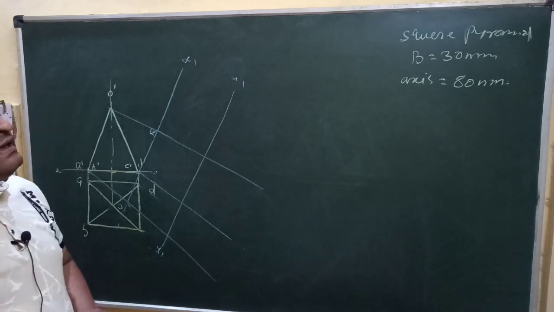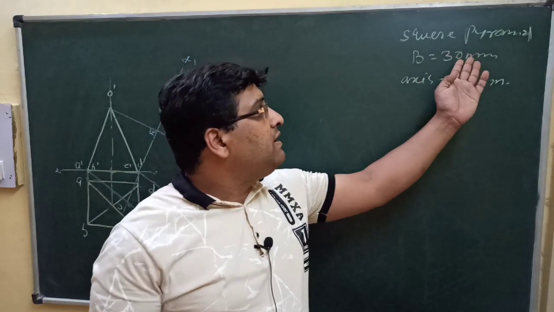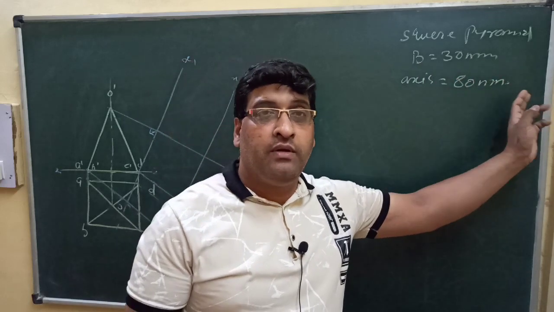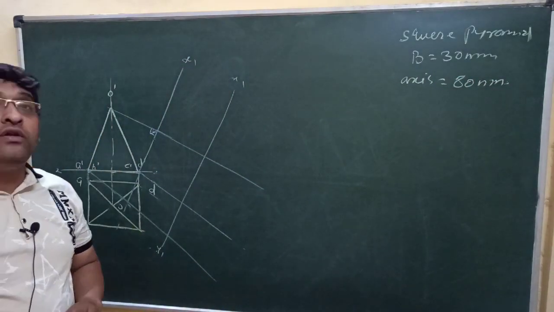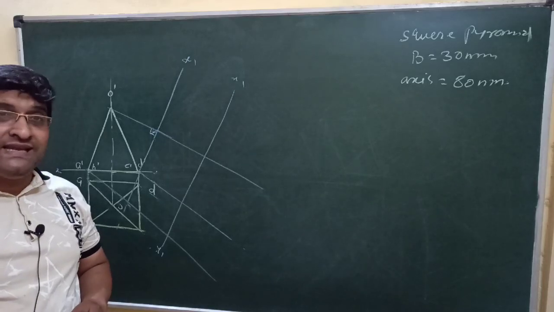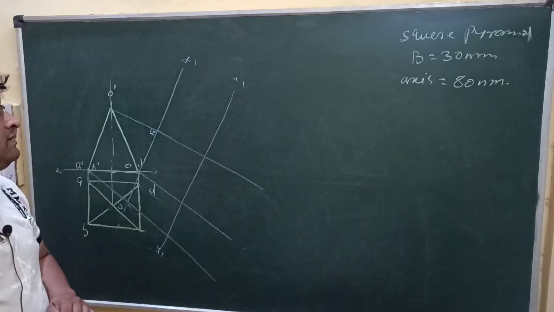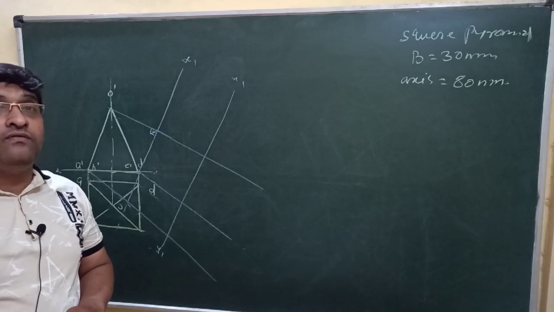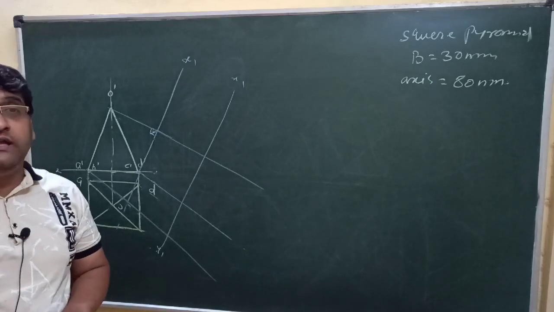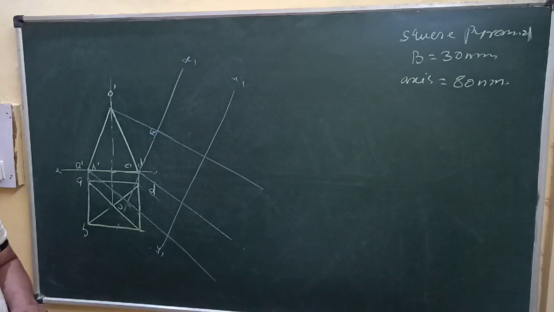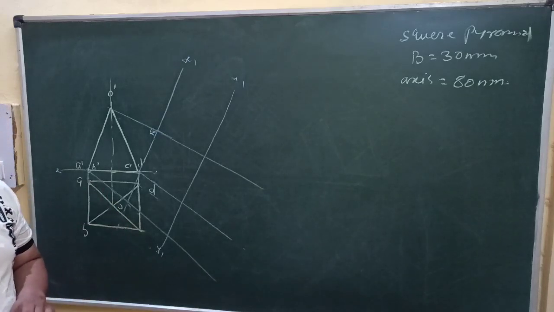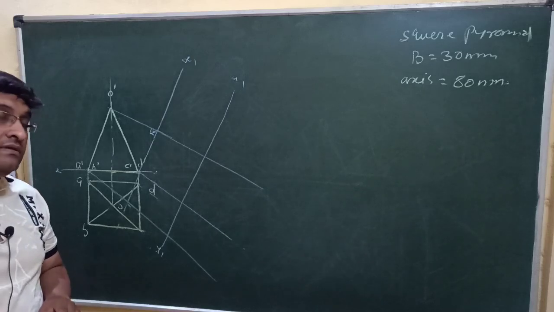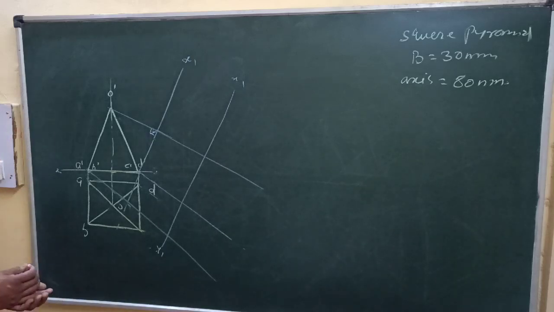In this video, we will be discussing one more problem using the auxiliary planes method for projection of solids. So here it is a square pyramid with axis length 80 mm and base side 30 mm. The pyramid is resting on HP with one of its base edges, and the axis is making an angle of say 30 degrees with the HP. The base on which it is resting is also making an angle of 45 degrees with the vertical plane. So we have to draw projections of this pyramid.